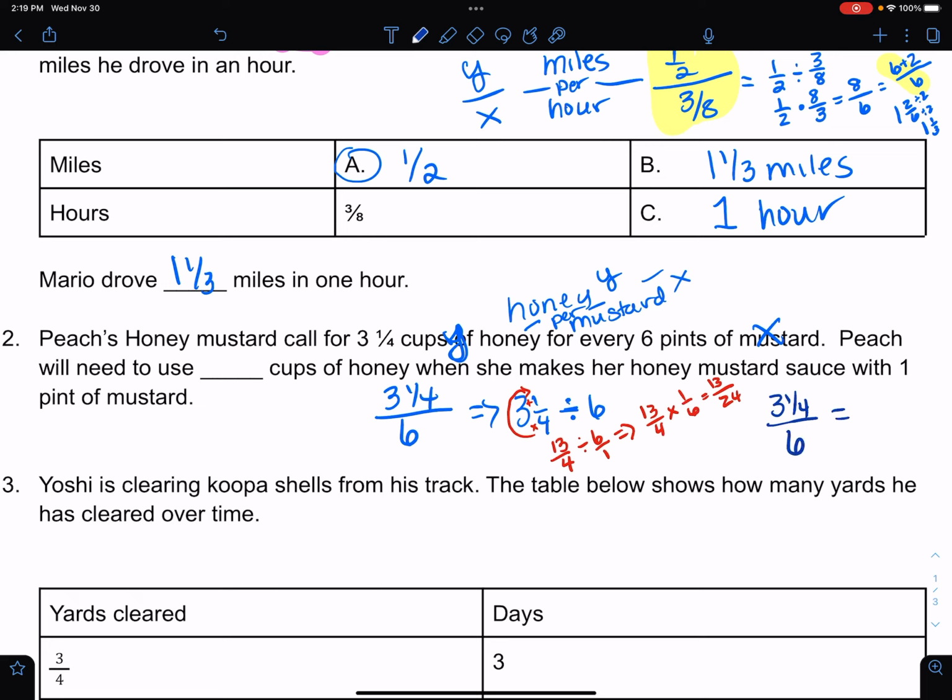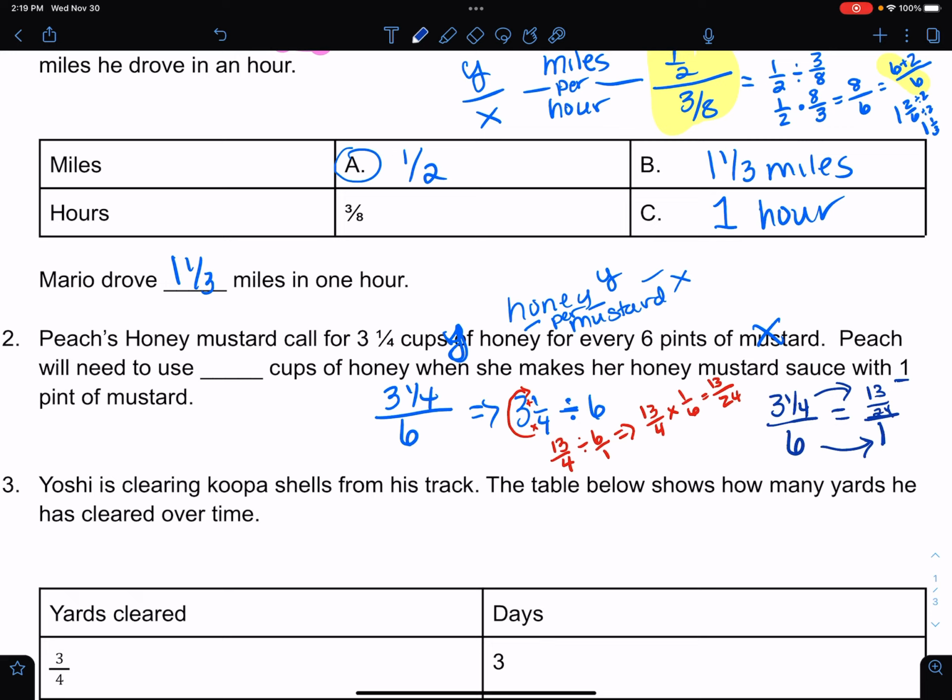And it's telling me 1 mustard will be 13/24. So this got smaller by 6. This got smaller by 6. So yeah, it does make sense. I'm doing that just because it came out weird.